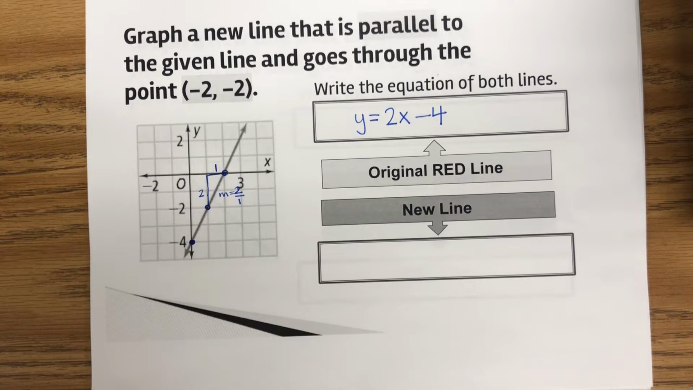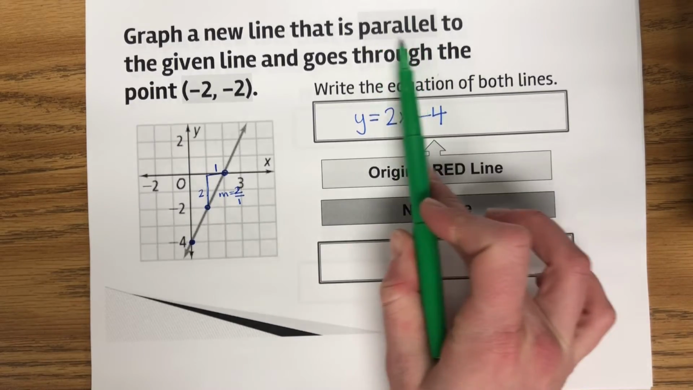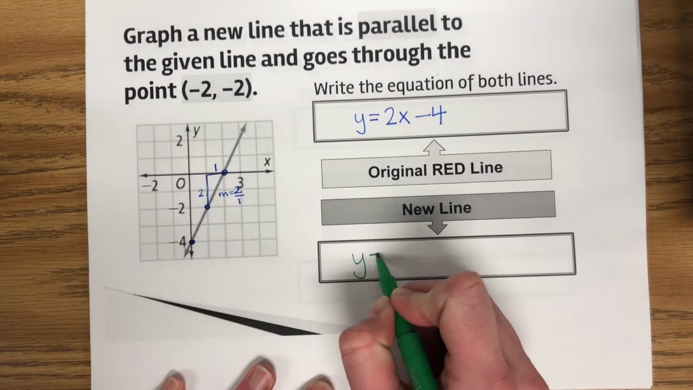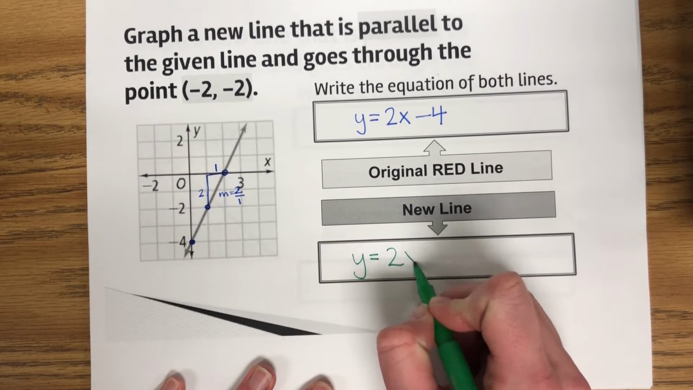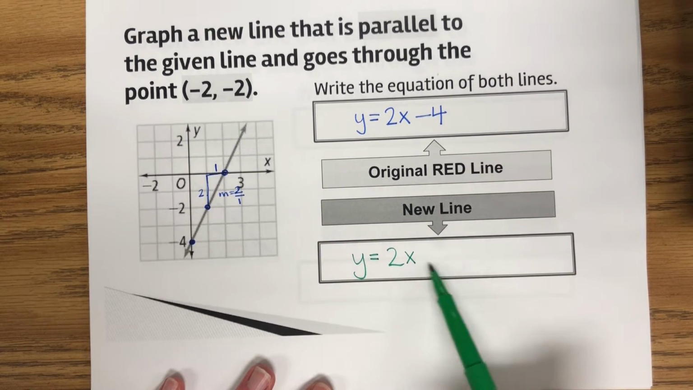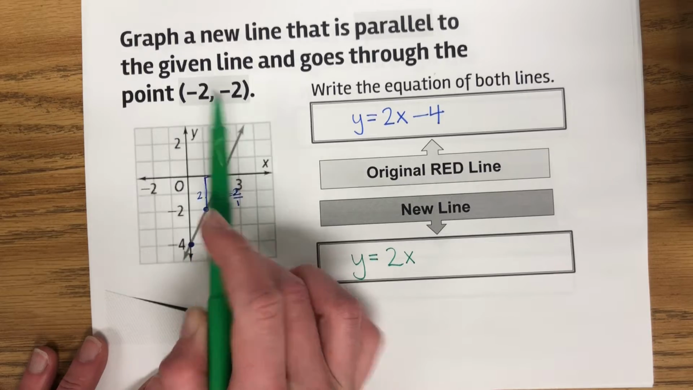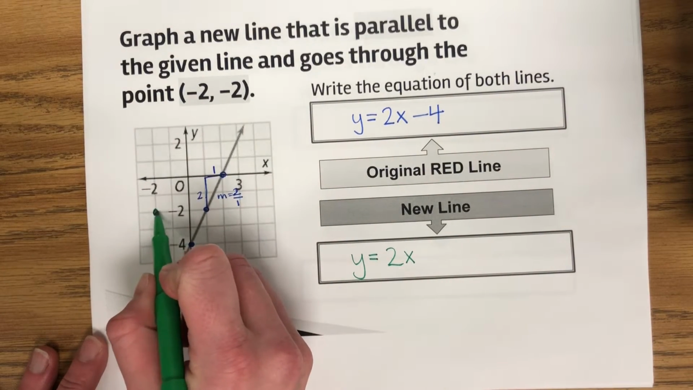Now we need to find the equation of our new line. In order to do that, we need to recognize that parallel lines have the same slope, meaning my equation is going to be y equals 2x, and then all I have to do is find the b term. It also goes through the point -2, -2, so I can plot that.